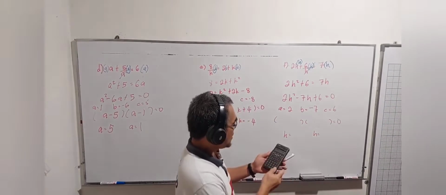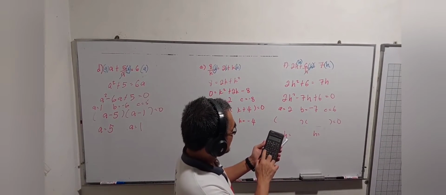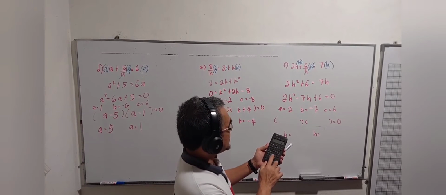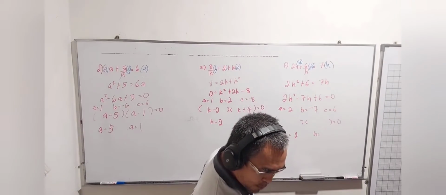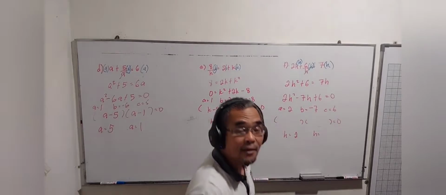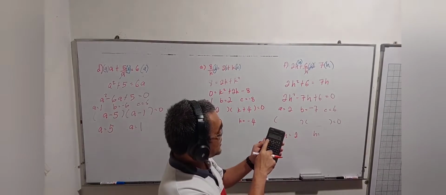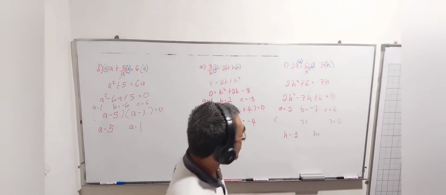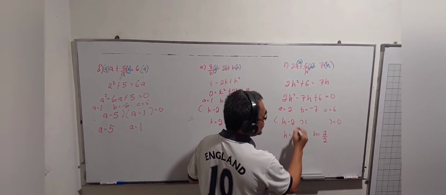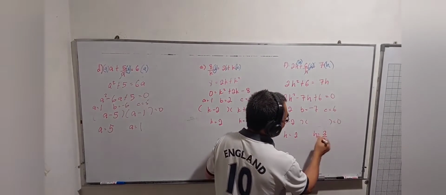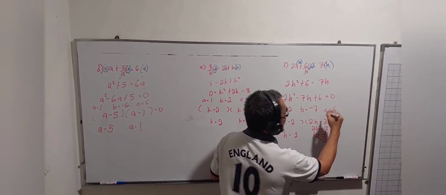And get the value from the calculator. A is 2, press 2. B is negative 7, press negative 7. And C is 6. Equals to, the first value of H will be 2. The second value, press equals, you get 1.5. But for the sake of factorization, you just put it into an improper fraction by using shift ABC. You will get 3 over 2. And the value here will be H minus 2. But if this is a fraction, you multiply first, you get 2H equals 3. And then move the 3, it becomes 2H minus 3.